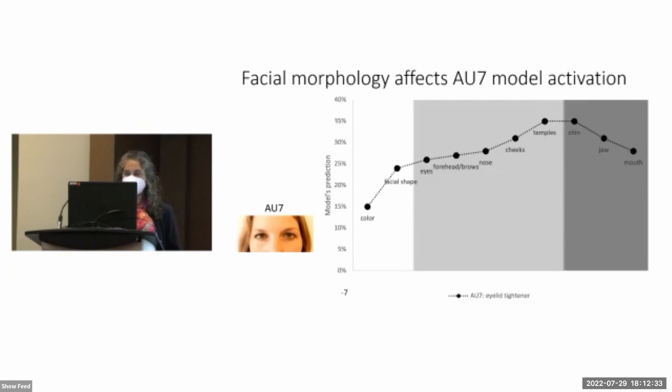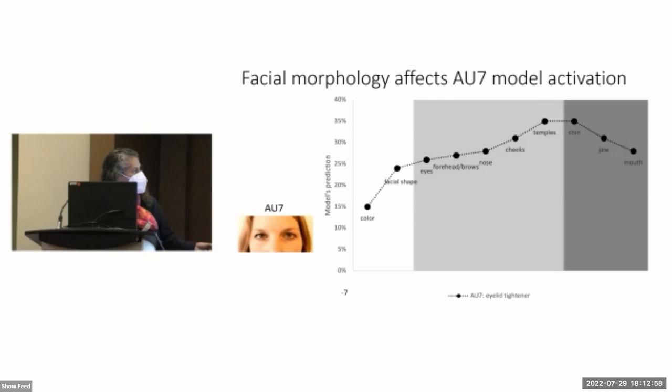And so what Sarah did next was, to prove that the facial morphology was affecting AU7 model activation, she varied things systematically to actually try to explain this difference. So remember, the European face was up here around 35%. The African face was down here at -7%. Just using color alone, we got to the 15. So the color explained a lot.